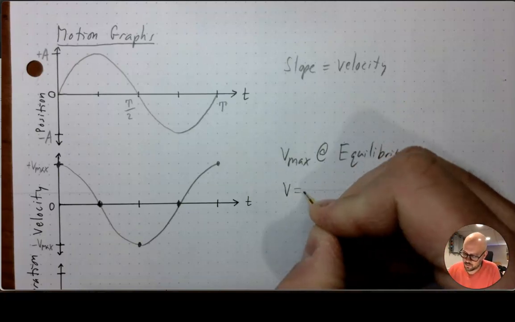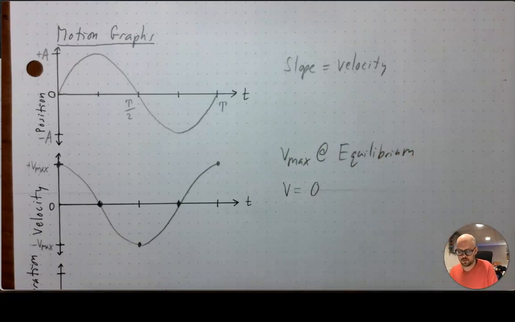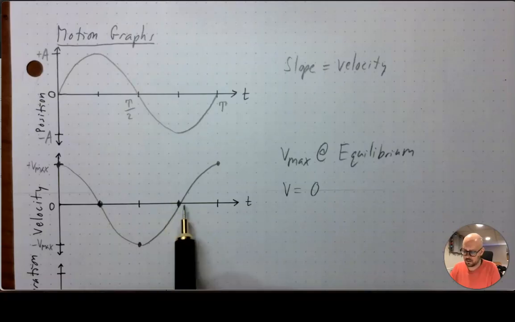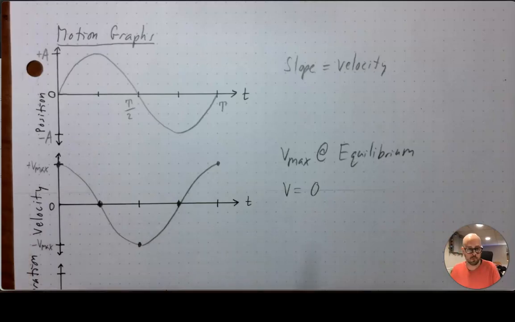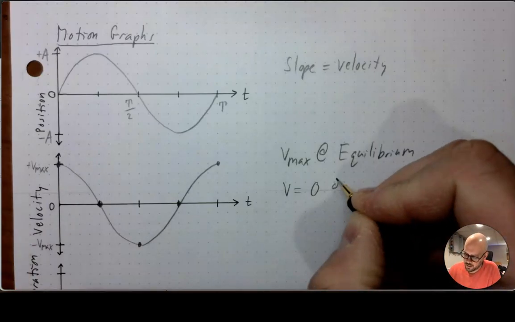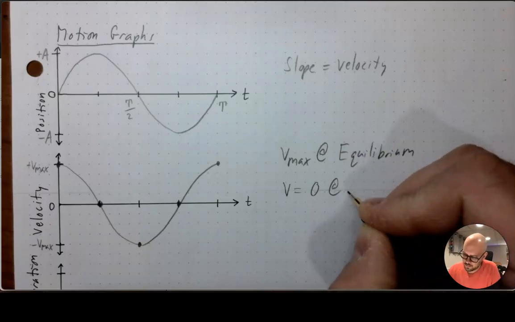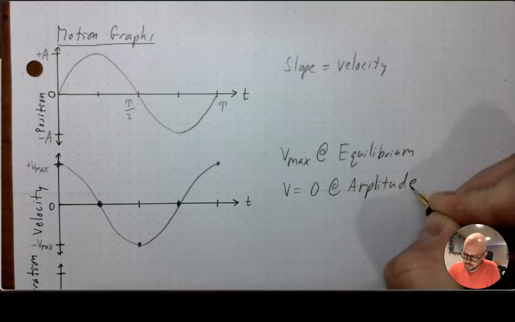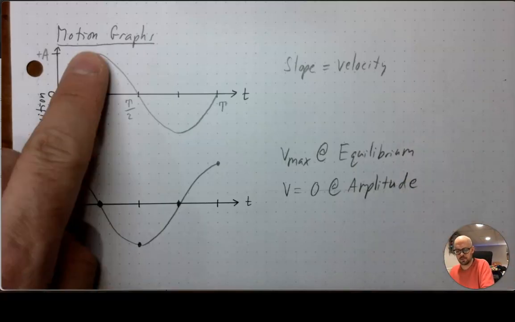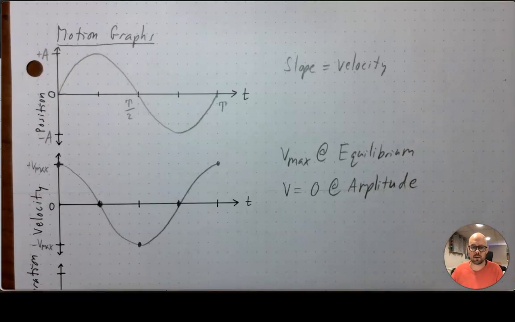The other thing I want to notice is when the velocity is equal to 0. So that happens here and here. Well, those 2 moments are the extreme moments in the position graph. So that happens at the amplitude. The maximum positive and the maximum negative displacement, that is where you get a velocity of 0.